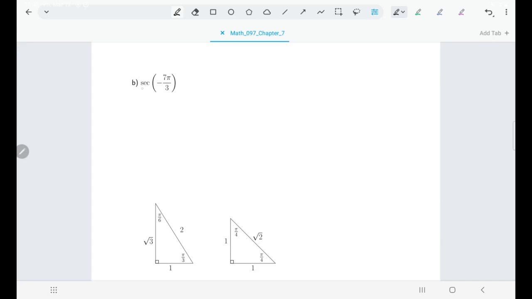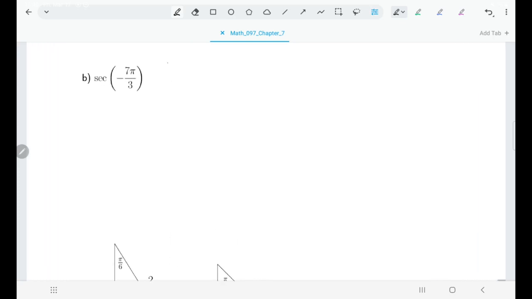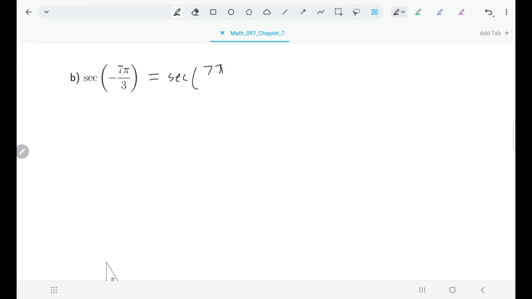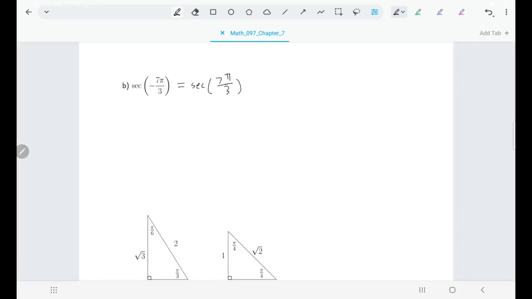The first thing I'm going to think about is the fact that secant and cosine are both even functions. So I know that secant of -7 pi over 3 is the same thing as secant of +7 pi over 3. So already I've made my life a little bit easier by saying that I can just ignore the negative because secant happens to be an even function. The second thing that I'm going to note, and I kind of already said this when I pointed out that 7 pi over 3 is more than a full circle, is that 7 pi over 3 is the same thing as pi over 3 plus a full circle being 2 pi, or 6 pi over 3.